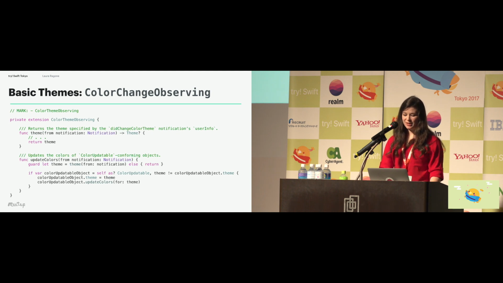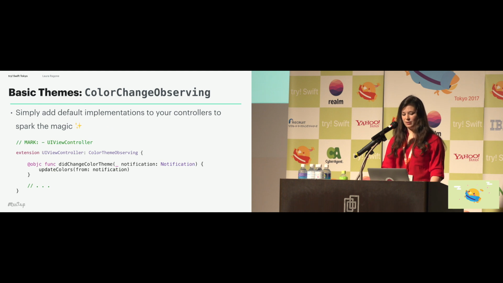Now, the real magic happens in the update colors from notification function. If you recall, we previously created the color updating protocol to provide a common interface for clients to specify themes and update colors. We'll check here to discover whether our color theme observing object also conforms to ColorUpdatable. If it does, we'll instruct the object to reconfigure its appearance to match the new theme.